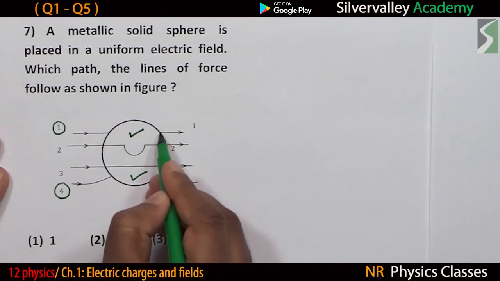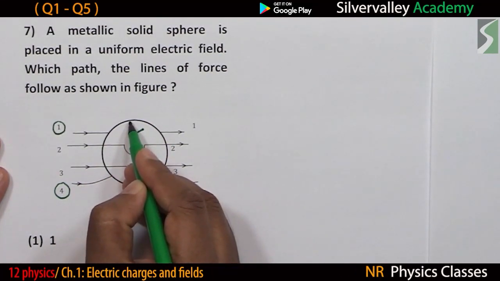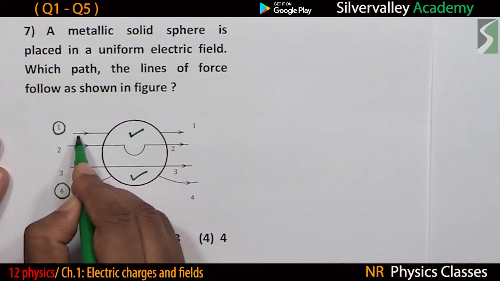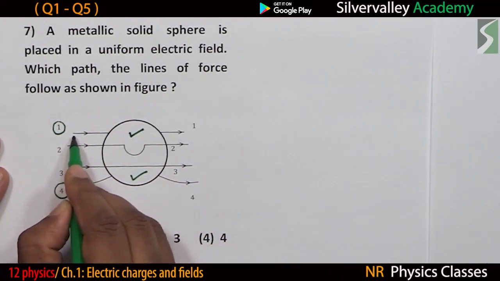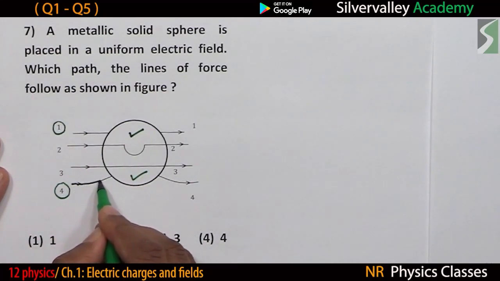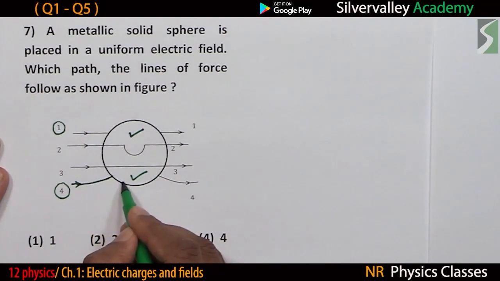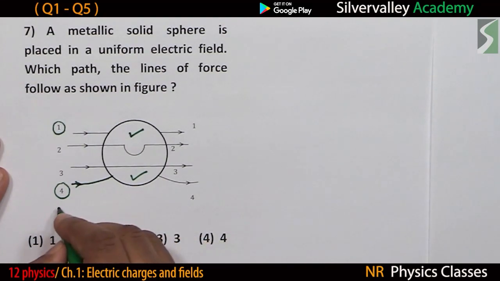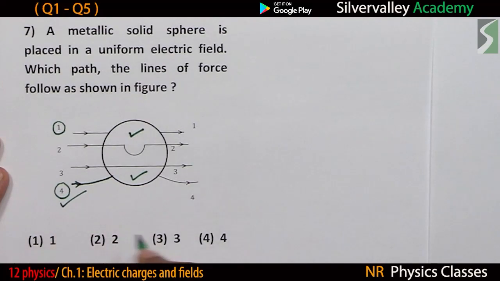This metal sphere is polarized because of the electric field. As a result, the shape of the electric field changes. It is attracted towards this metal sphere. Therefore, the fourth option is appropriate.